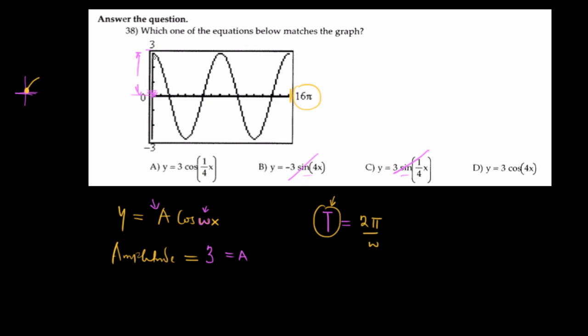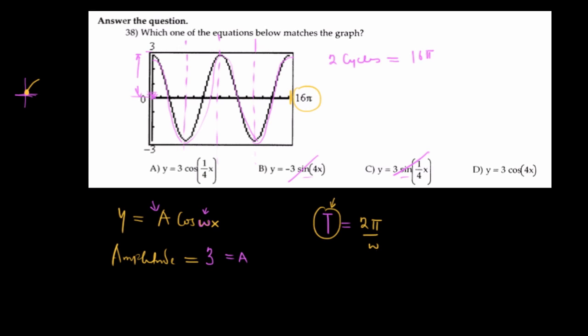Now how do I determine how many cycles I have here? It's very easy. Let's see. I can split this graph like this, and you can also split this like this, so that you can see each half of a cycle. When you go from here to here, this is half of a cycle. When you go here, you've completed one cycle. When you go here, this is half of a cycle. When you go around again, this is 2 cycles. So 2 cycles equals 16 pi. That is what we observed.